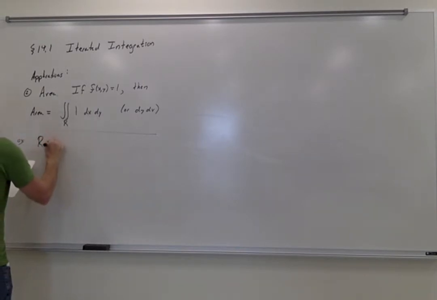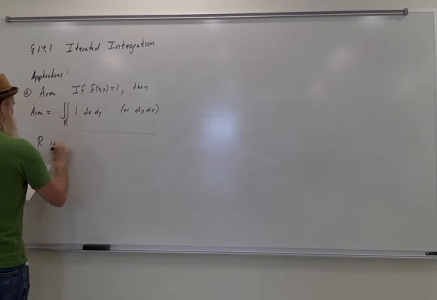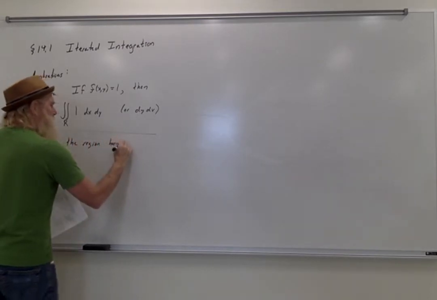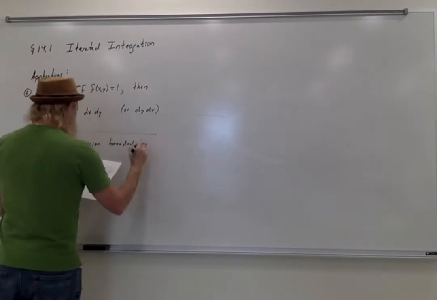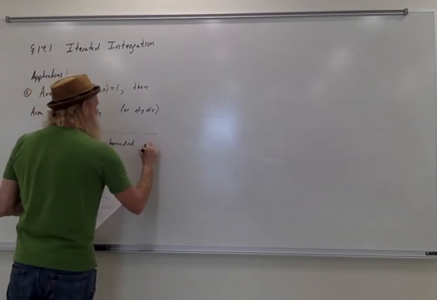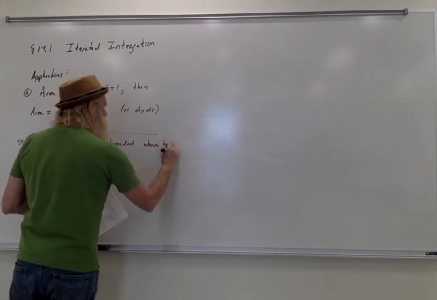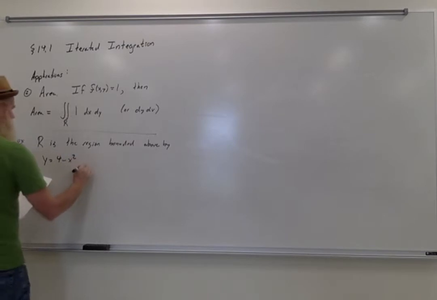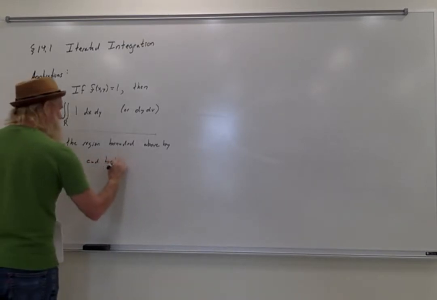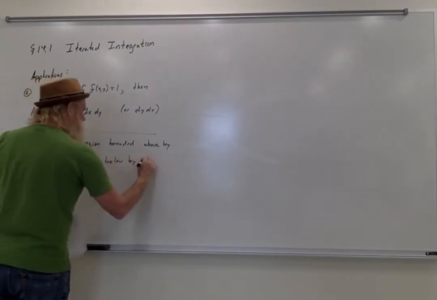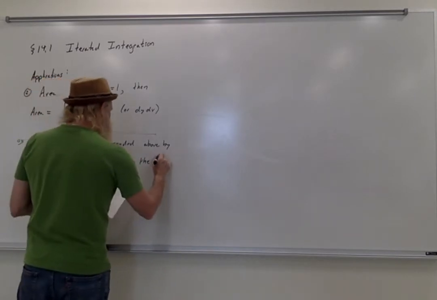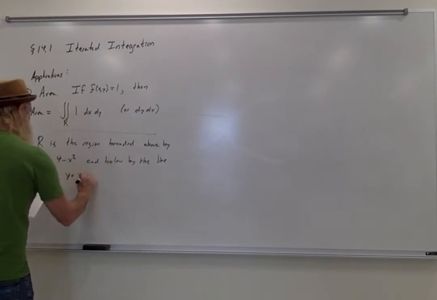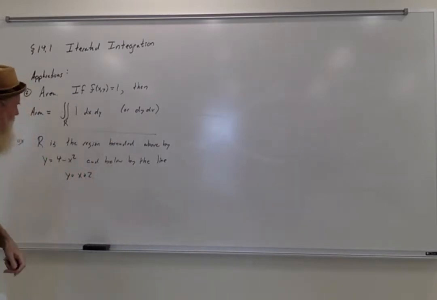Let's let R be the region bounded above by the parabola y equals 4 minus x squared, and below by the line y equals x plus 2. And let's see if we can find the area.